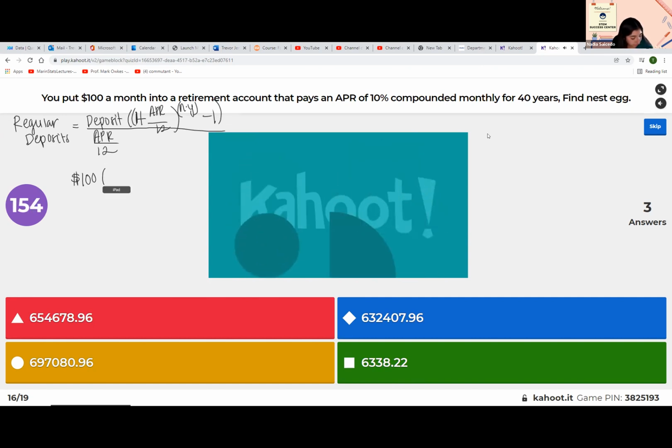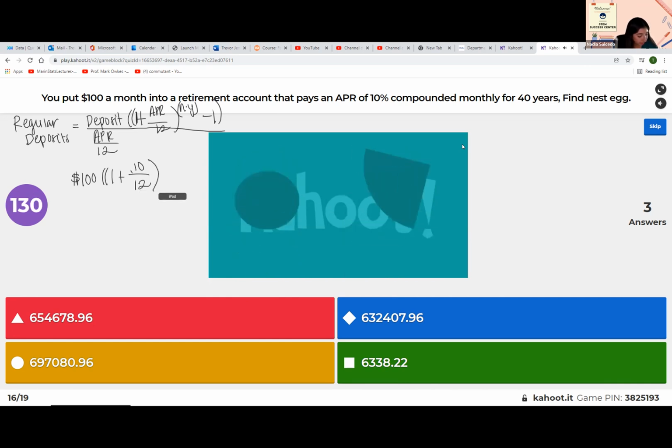$100 times 1 plus... it zoomed in for me. What's the APR? APR is 10%. Okay, 10 over 12, because it's compounded monthly. Our N is still 12. And then our Y is going to be 40, since it's for 40 years, minus 1.